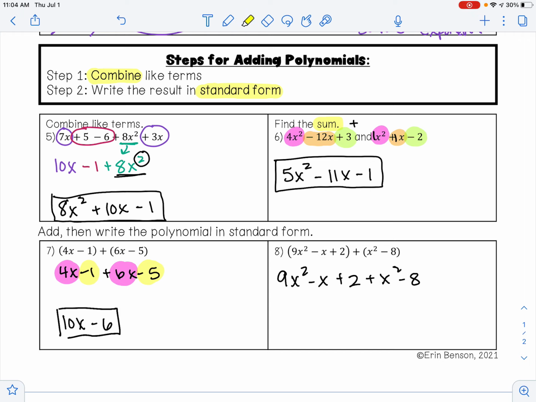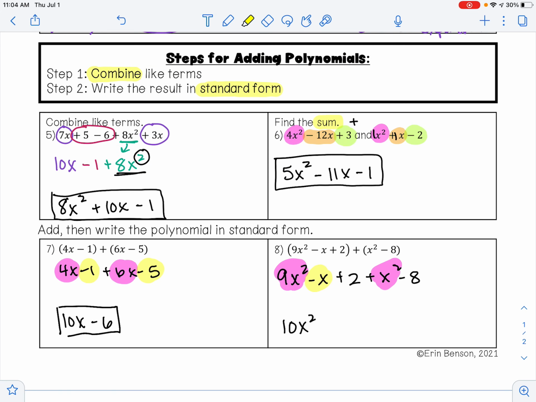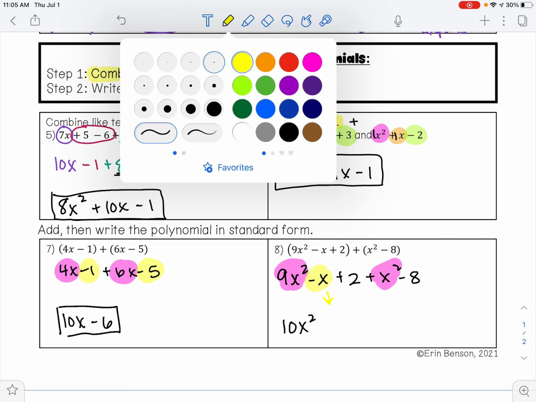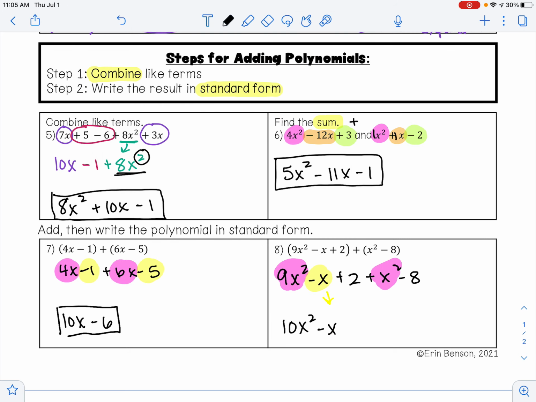From here, I can combine like terms, just like how we've been doing this entire lesson. 9x squared has a like term with 1x squared. 9x squared plus x squared is 10x squared. Negative x has a like term with nothing. So what we're going to do is just bring down that negative x because it doesn't have a like term to add with.